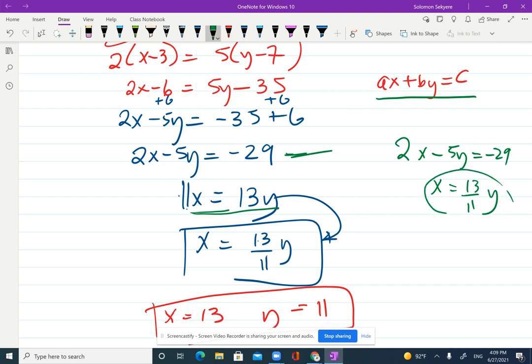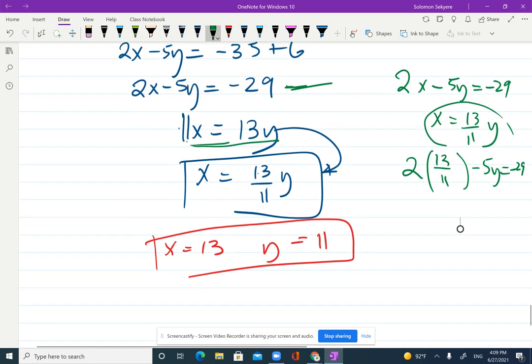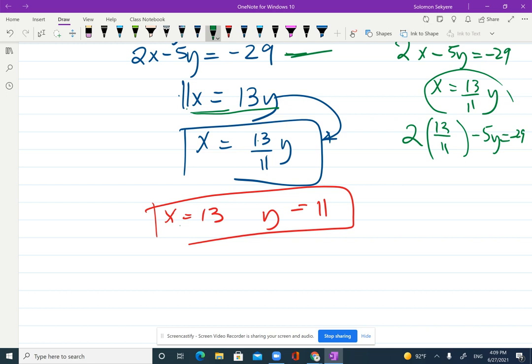Wherever there is an x value, I'll put 13 over 11y. 2 times 13 over 11y minus 5y equals negative 29. This is what you're going to solve, and then you should end up with x equals 13, y equals 11.